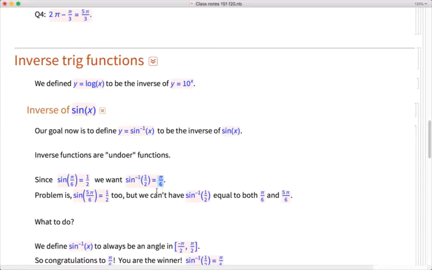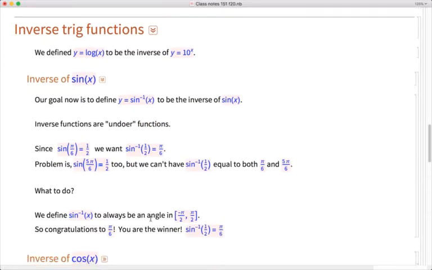But the problem is that we also saw that sine of 5 pi over 6 was equal to a half. So we'd also somehow like the inverse sine of a half to equal 5 pi over 6, because we'd like it to undo this thing as well. But we can't have it both ways. We can't have inverse sine of a half equaling both of these angles. So what to do? Well, we just make a choice.